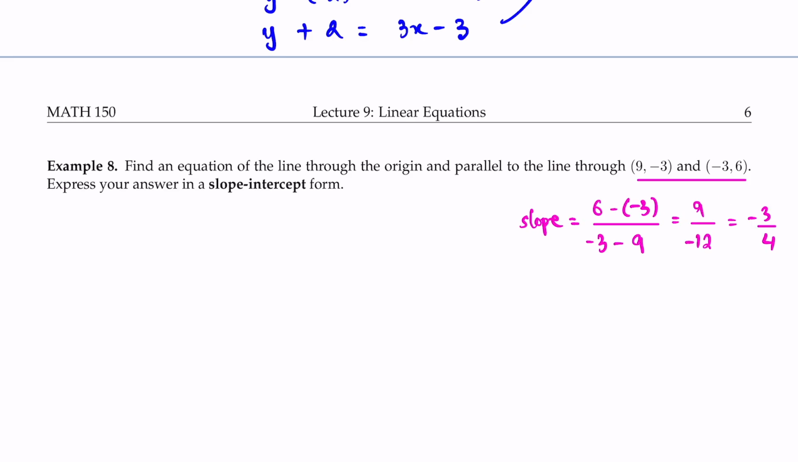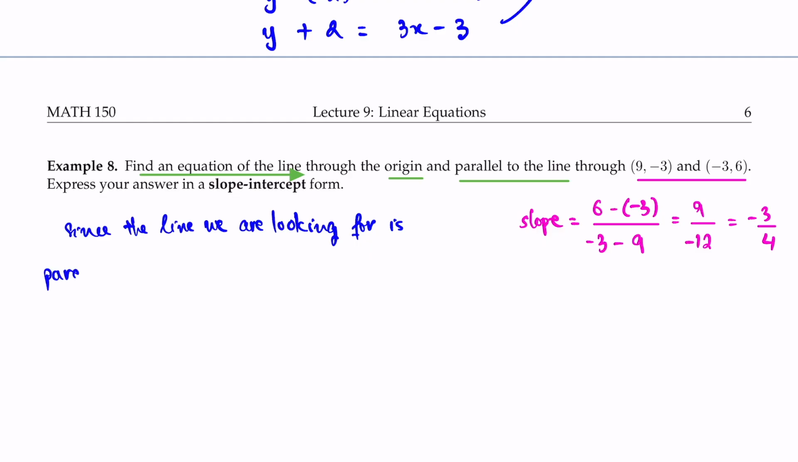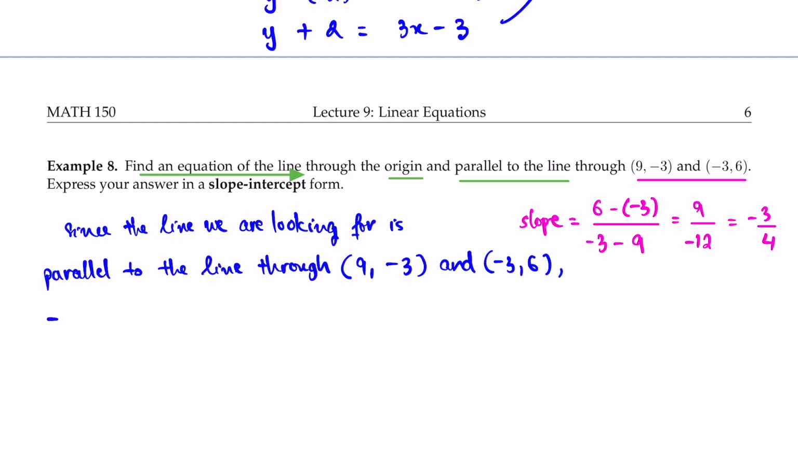And now the next information is, you still want to find an equation of the line through the origin and parallel to this line. So the 2 lines are parallel, therefore they have the same slope. Since the line we are looking for is parallel to the line through the points 9, negative 3 and negative 3, 6, then you have that m equal to negative 3/4. So they have the same slope.